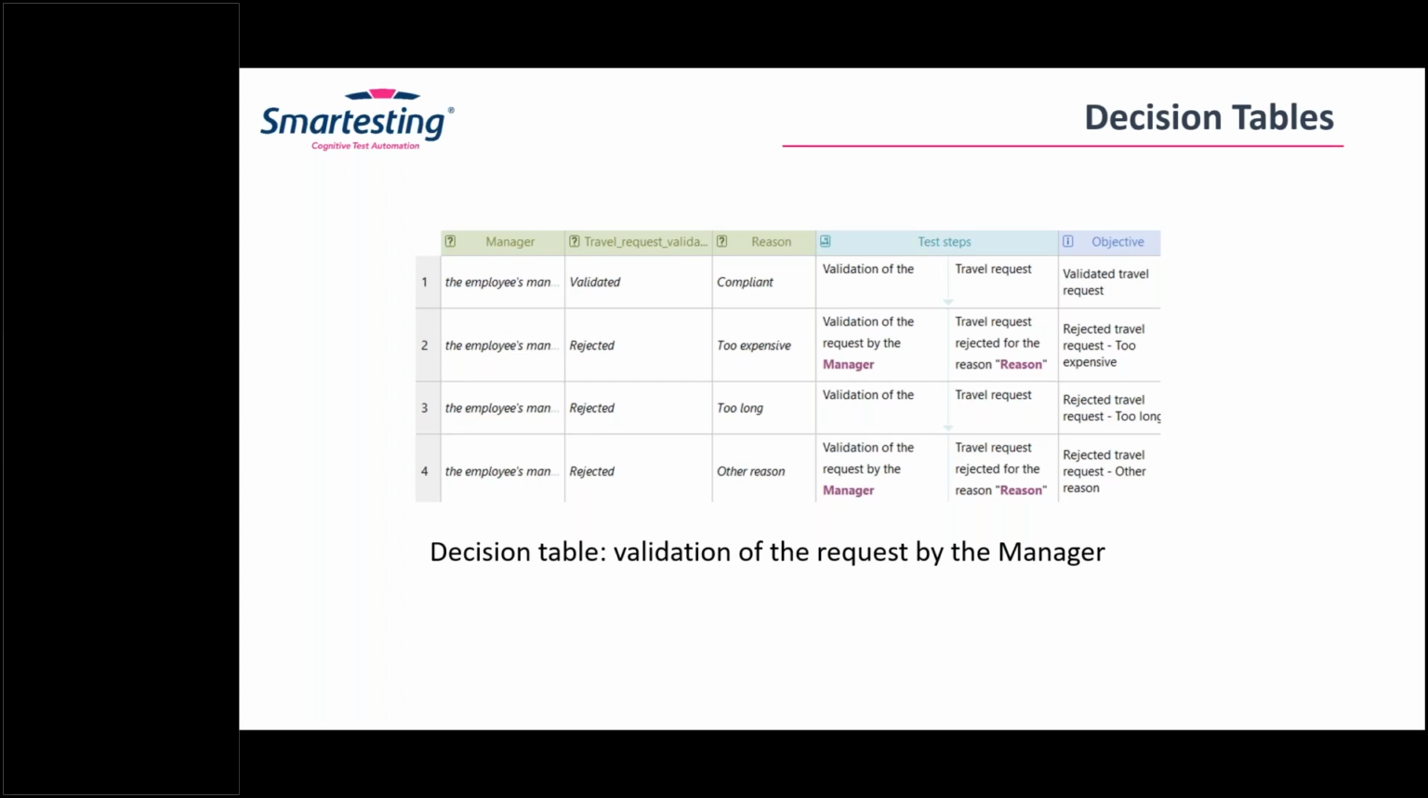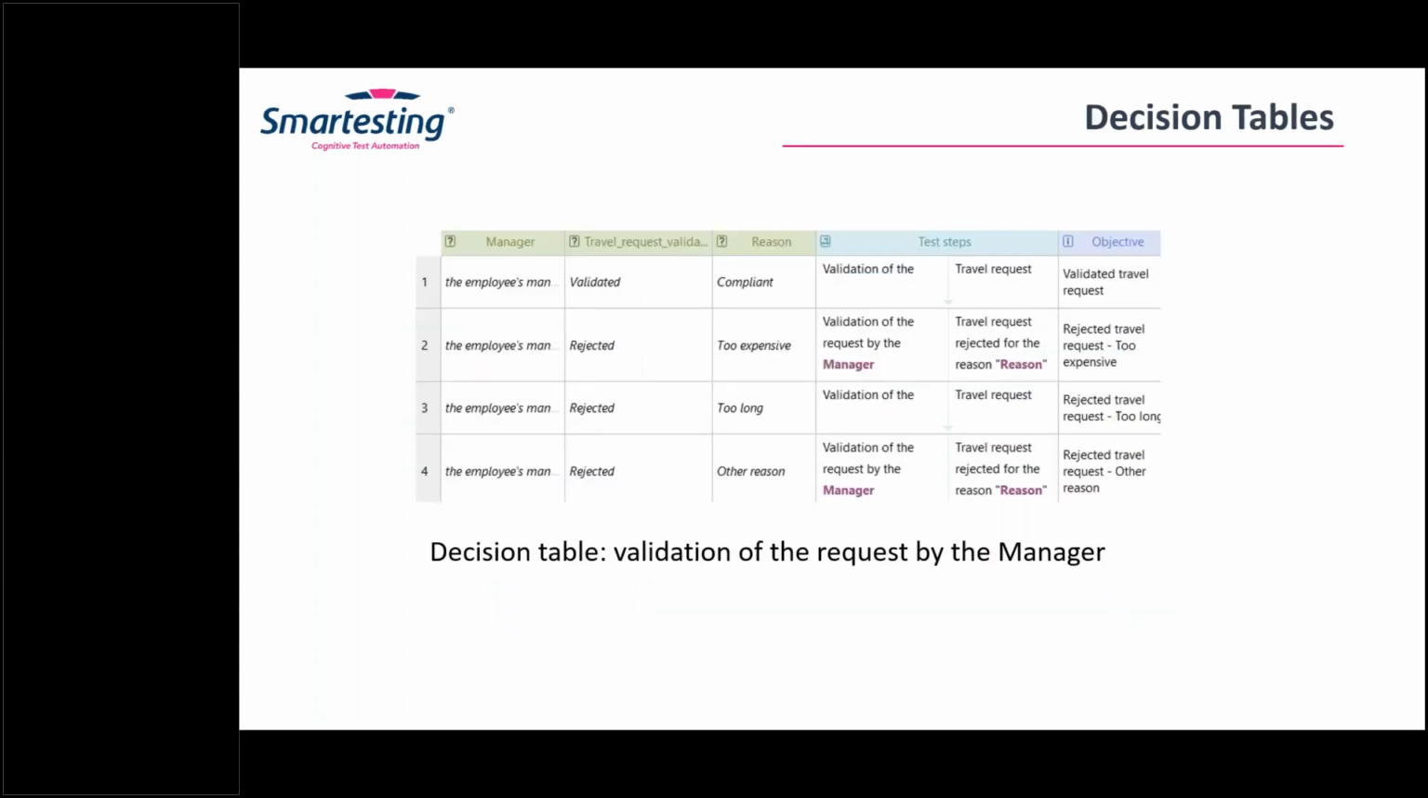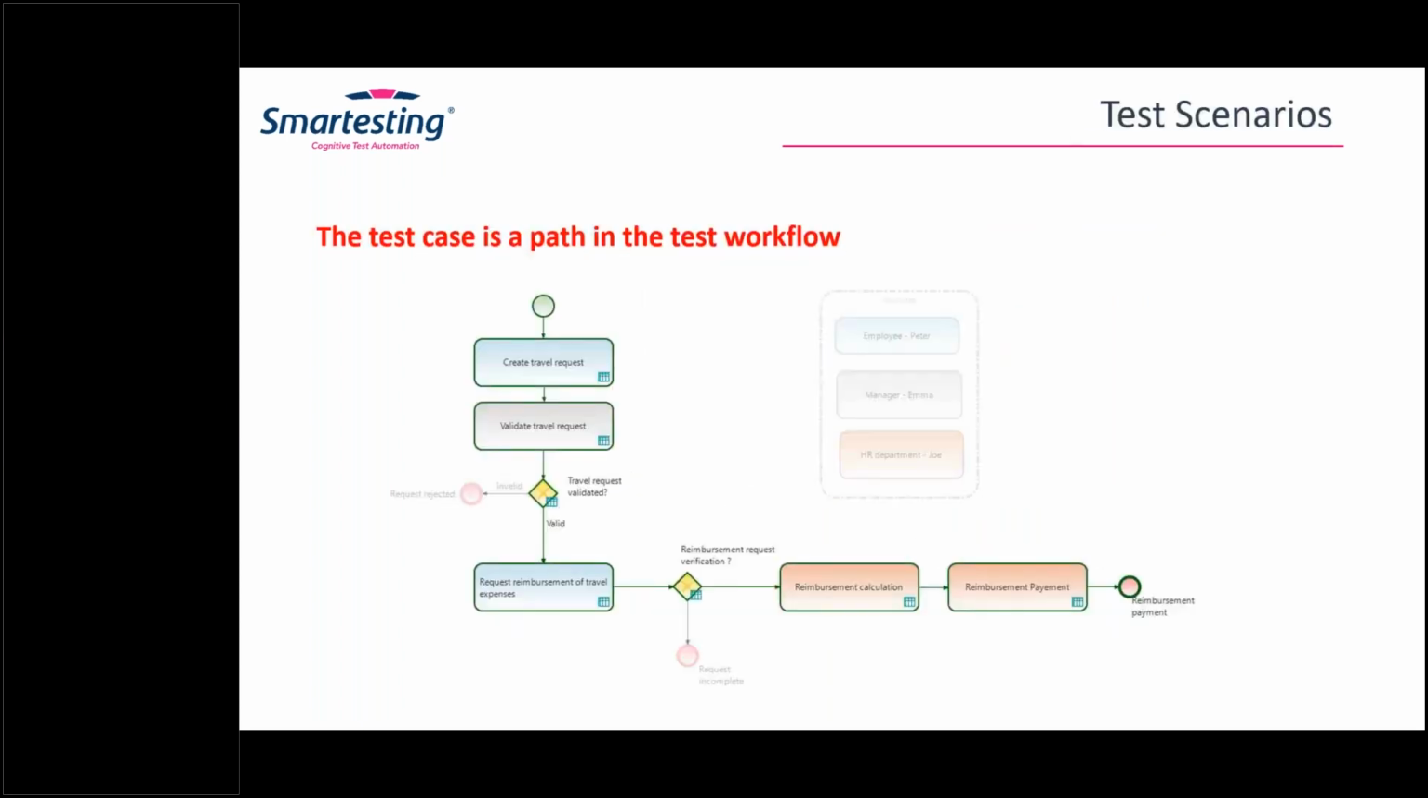As illustrated here, the table that I'm showing here is associated with the second element in the workflow, validate travel request. So what will the outcome of this representation? The scripting of visual ATDD test will consist of covering different use cases resulting from the test workflow.